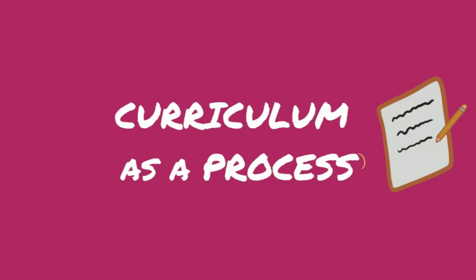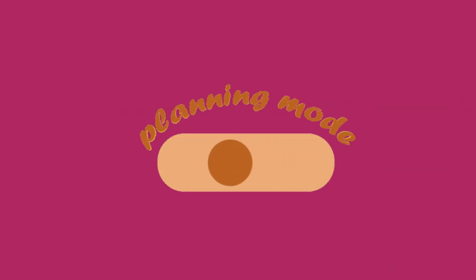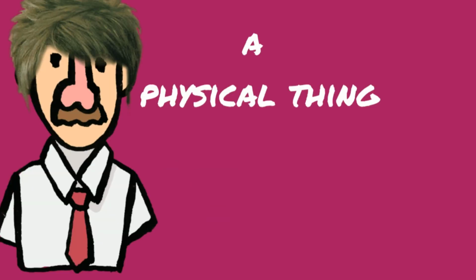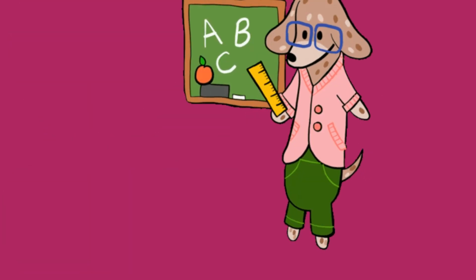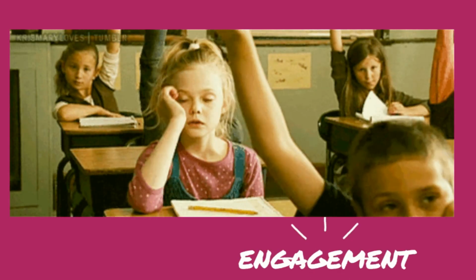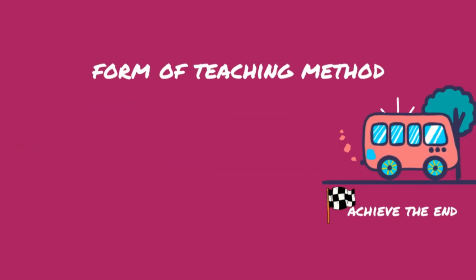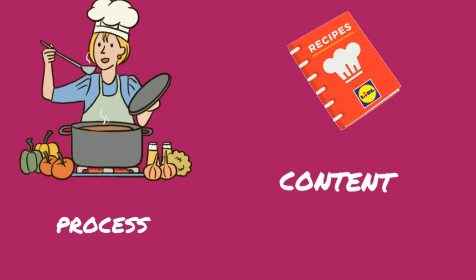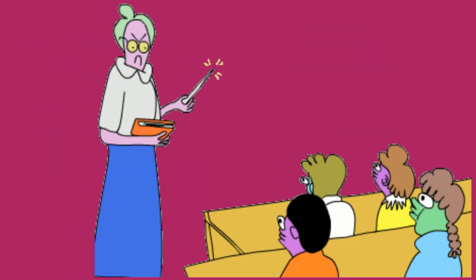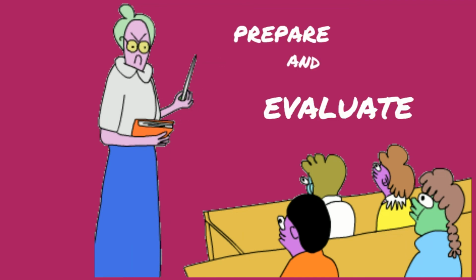Curriculum as a process. In this sense, curriculum is not just a physical thing, but rather the interaction among the teacher, students, and the content. The process of curriculum happens in the classroom as questions asked by the teacher and the learning activities engaged in by the students. Curriculum process in the form of teaching methods or strategies are means to achieve the end. Used in analogy of the recipe in a cookbook, a recipe is the content while the way of cooking is the process. In other words, it is what the teacher does to make their students prepared and evaluated.